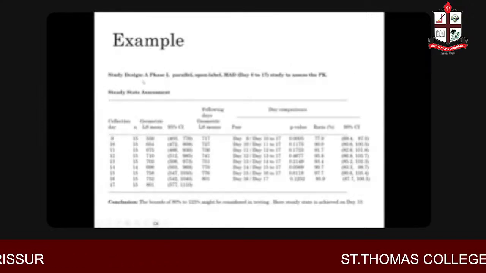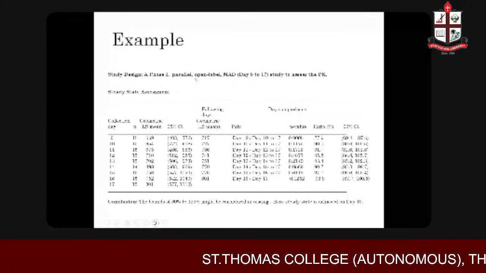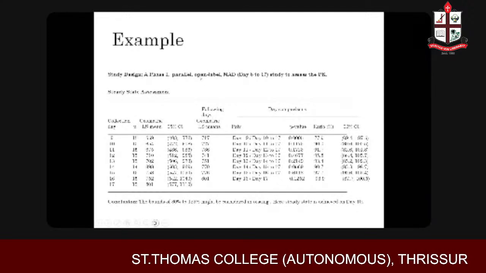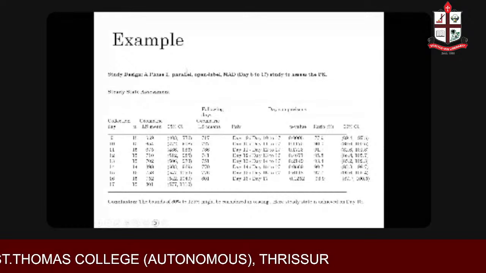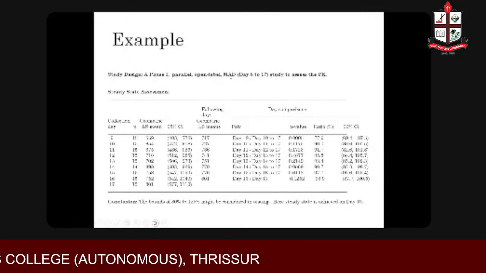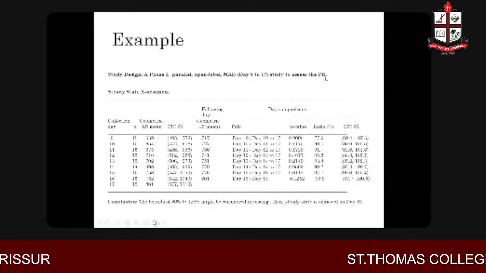So here, if you see the study design, it is a phase 1, again parallel. It is an open label study. As I told before, for some reasons it is good. It could not be blinded, and it is a MAD study. It is multiple ascending dose study from day 8 to day 17. They are collecting the trough. So we are assessing the PK here.